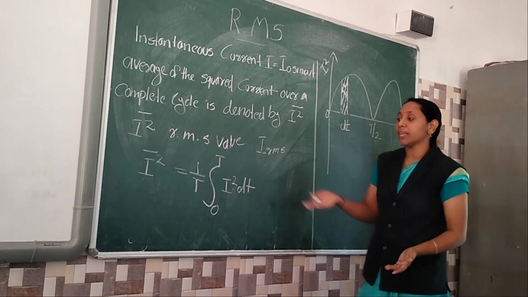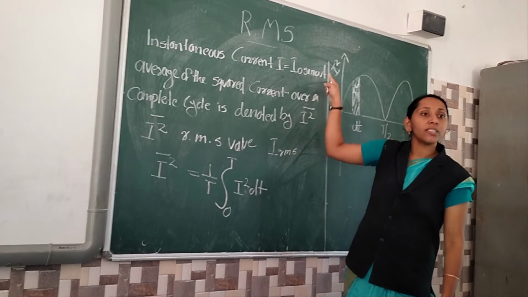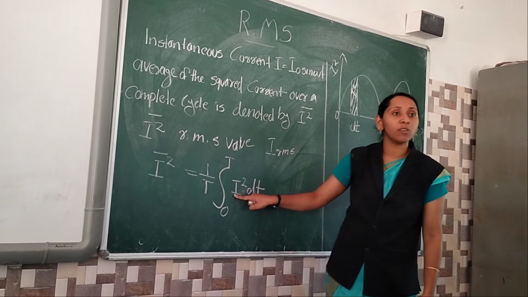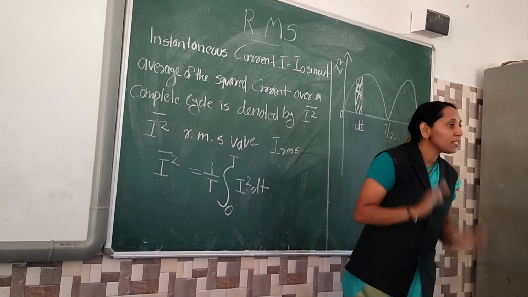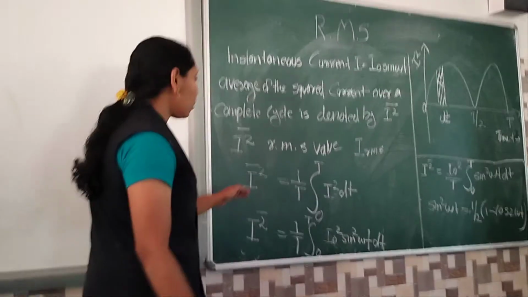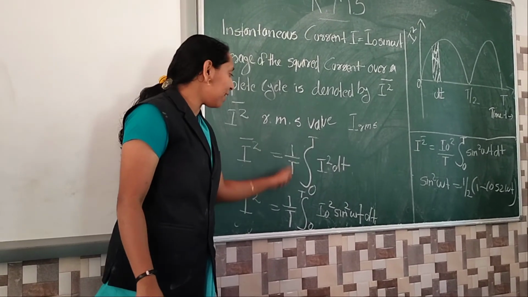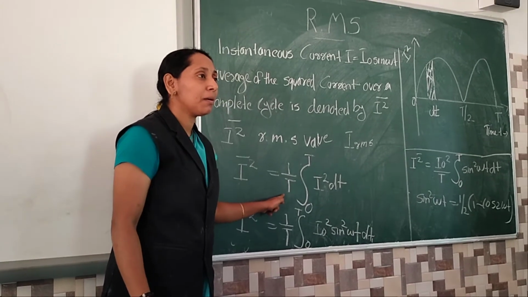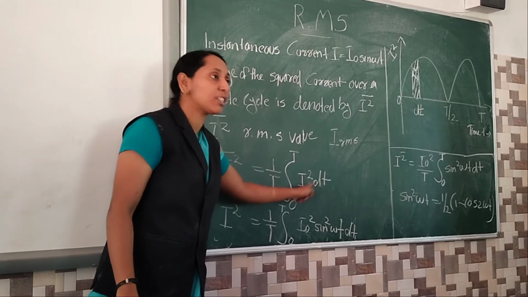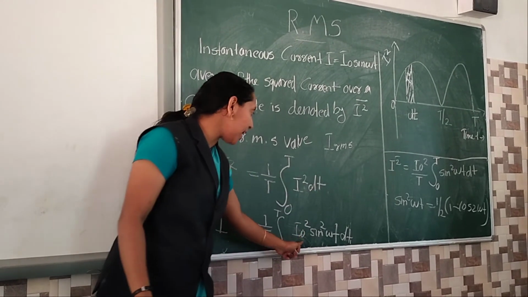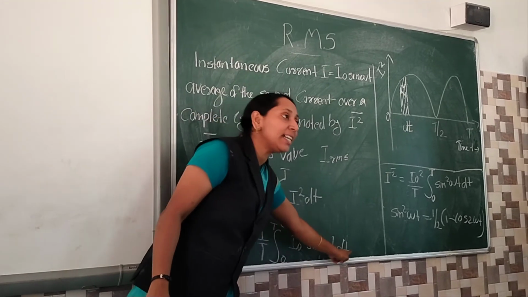So I am just taking integration 0 to T I square dt. What is I? I naught sin omega t. I will replace this, I equal to I naught sin omega t, all square dt. This much clear होगा? Pause the video. So RMS value I square bar equal to 1 by T. Why this 1 by T here? 1 by T integral 0 to T I square dt. I is replaced by I naught square sin square omega t dt.